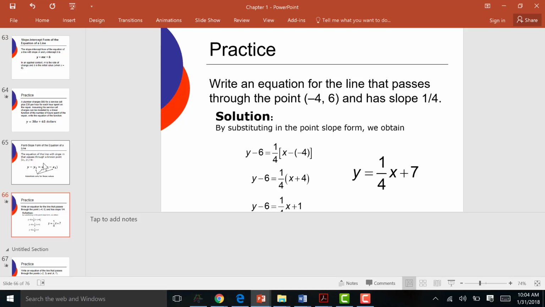Next step, distribute, which means multiply 1/4 times x and 1/4 times 4. I didn't do anything to the left side, so that's going to be 1/4 times x, which is 1/4 x, plus 1/4 times 4. You have a choice. You can look at it as, the 4 goes into the 4 and the 4 is canceled out. Or you can put a 1 under it and multiply across the top and across the bottom.